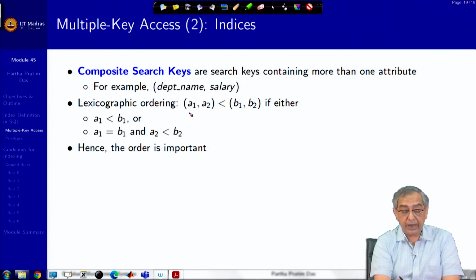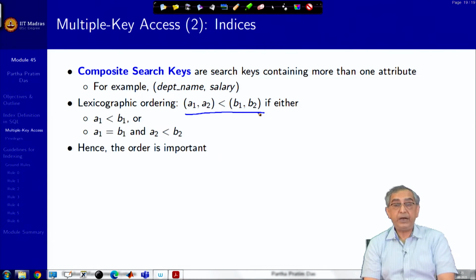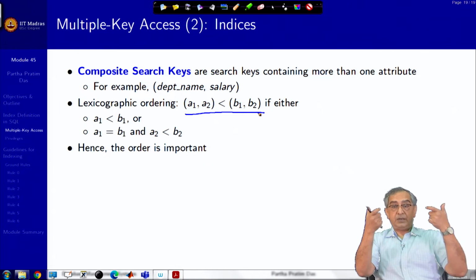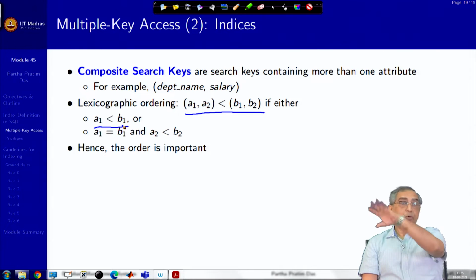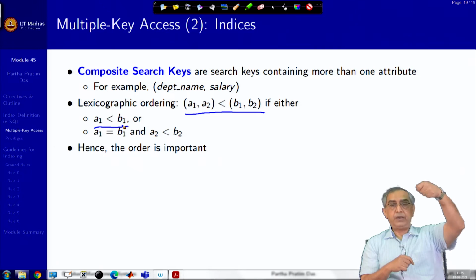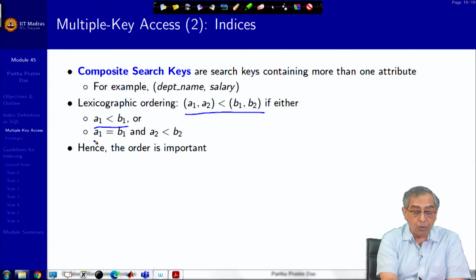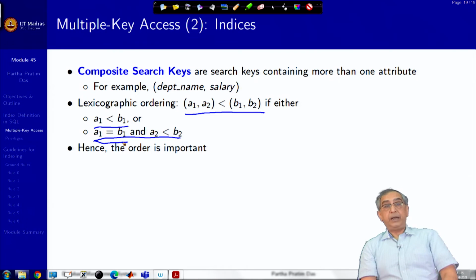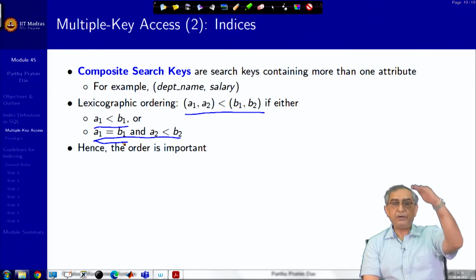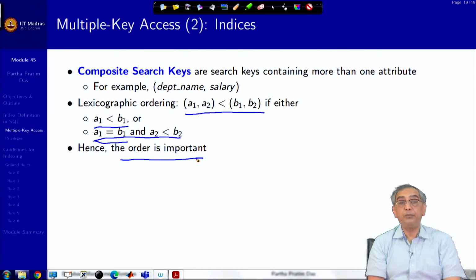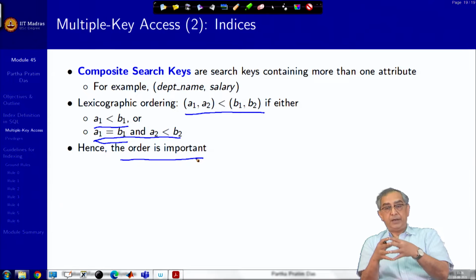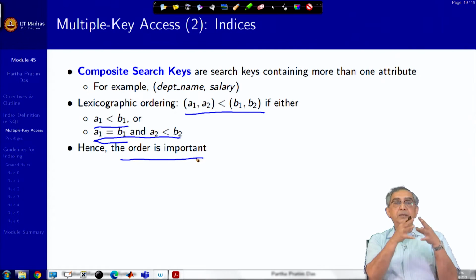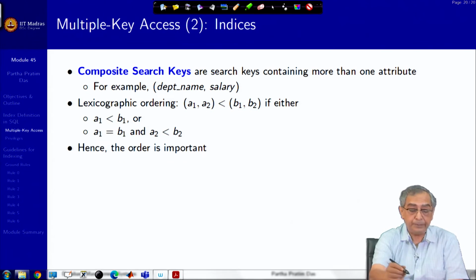So, if I order in this way, then the ordering is: the tuple A1 A2 is considered to be less than B1 B2, because you have 2 values now, if either A1 is less than B1. So, you do not look at the other one, right. You consider that to be the earlier record, or if A1 is equal to B1 and A2 is less than B2, right. So, this is the way you arrange a dictionary. Exactly, you use that, and therefore, the order is important. So, the index order that will be created by an index on department name comma salary is different from what will be created if it is salary comma department name, right.